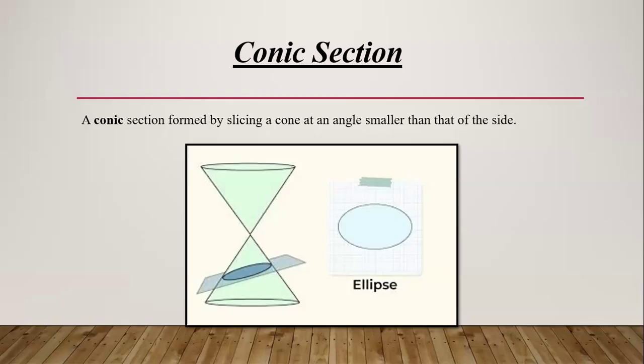My task is to present on the conic section and some other slides. So first, we need to know what a conic section is. A conic section is formed by slicing a cone at an angle smaller than that of the side. As you can see here, it's been sliced at an angle and it's not been sliced like this. Okay, so next slide, please.